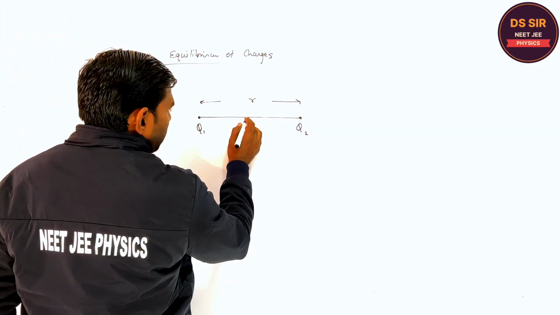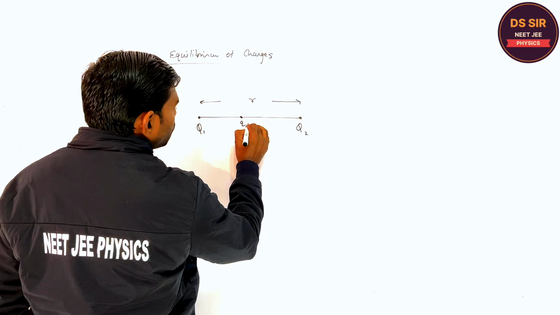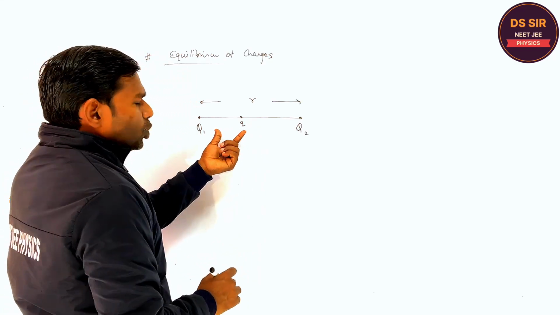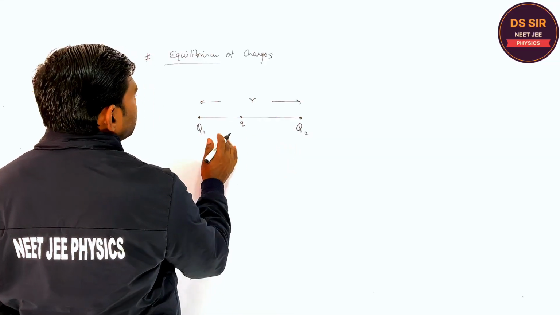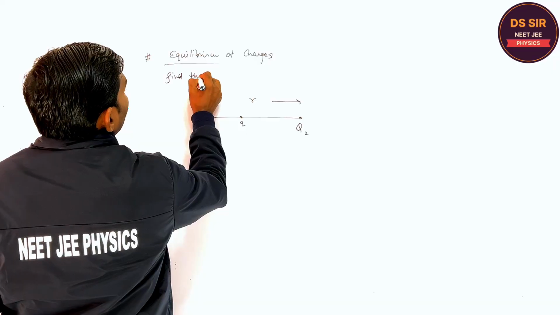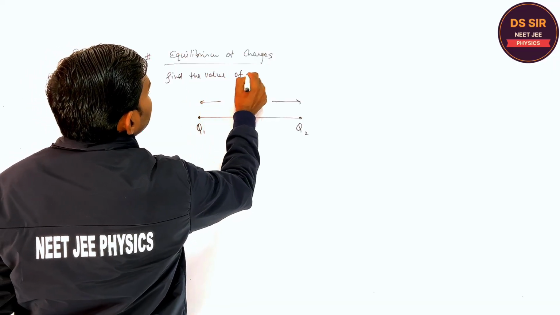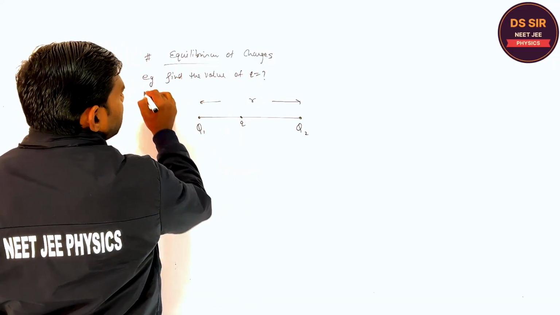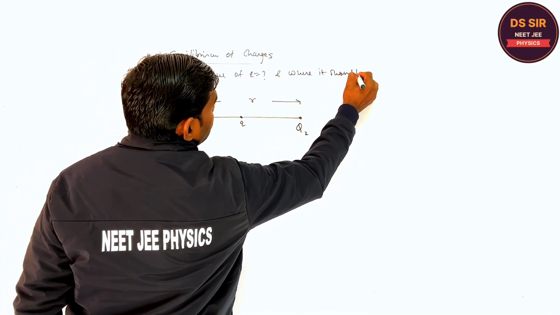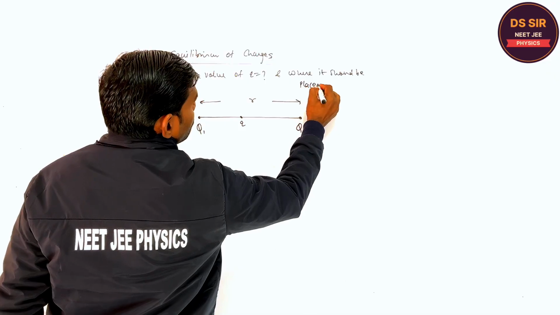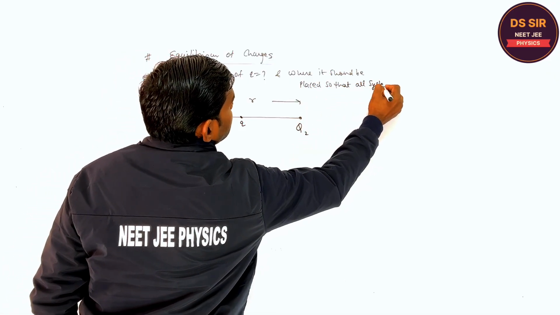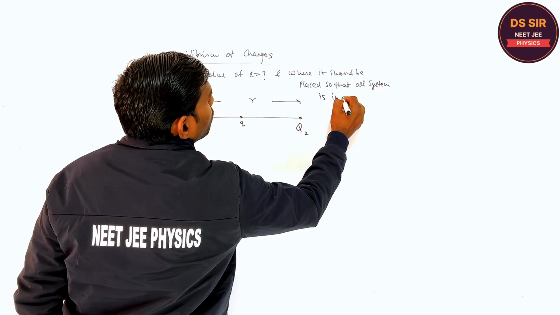So if this is Q1, Q2, where should the third particle q be placed? It should be placed between them so that the whole system is in equilibrium. Find the value of small q. This is the question. And where should it be placed so that the whole system is in equilibrium?